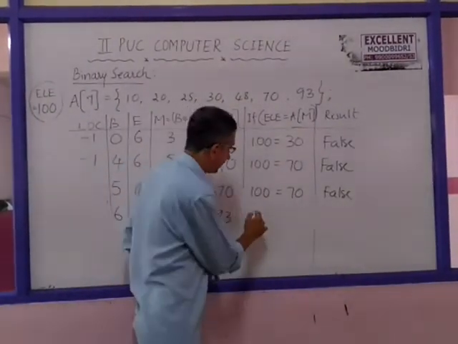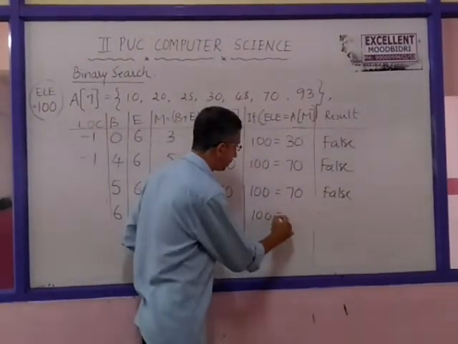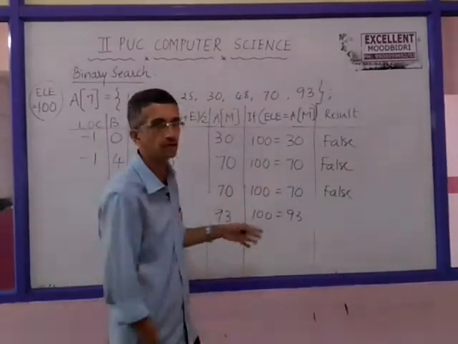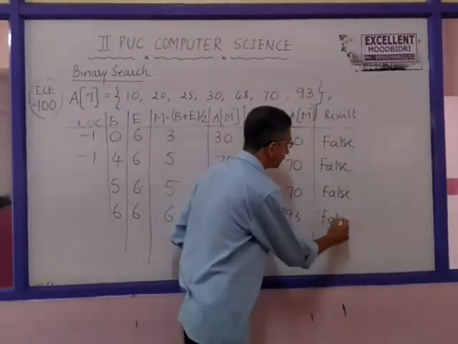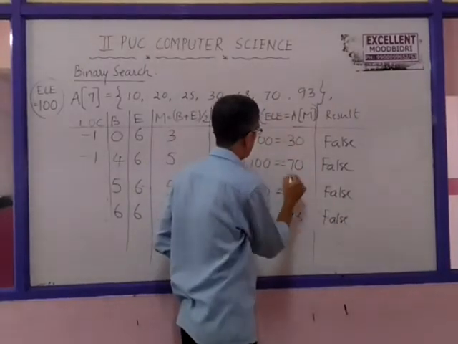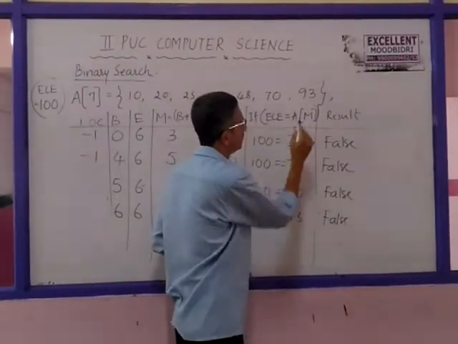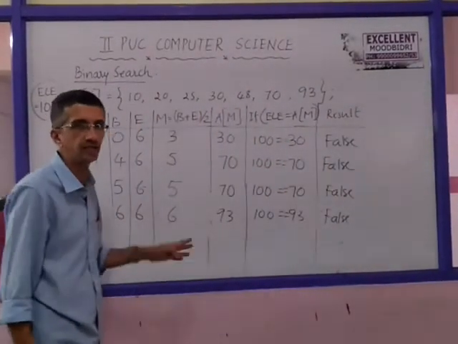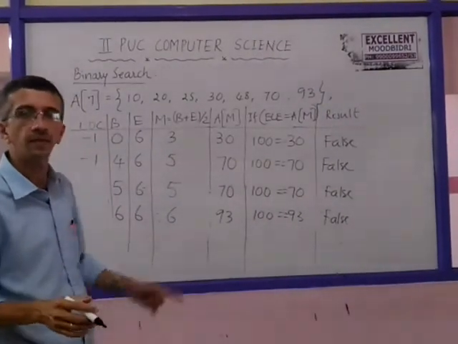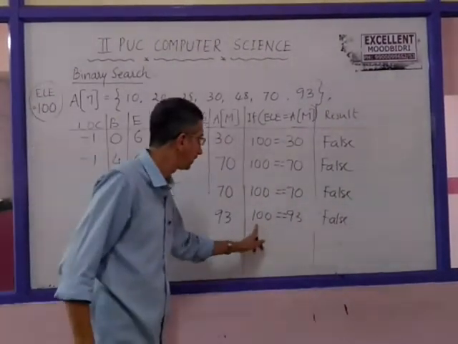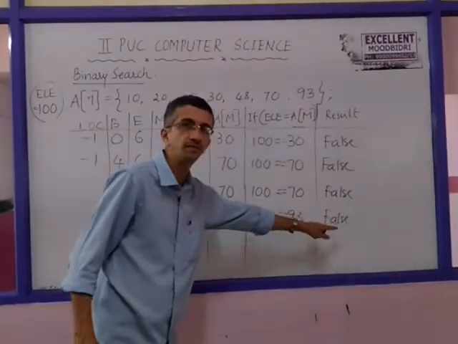Whether the search item 100 is equal to 93? No, false. You can write either single equal to or double equal to, no problem. Since this is the algorithm, I have written single equal to. The meaning is same. When you are writing a programming statement, you have to write according to the syntax. 100 is equal to 93, false.